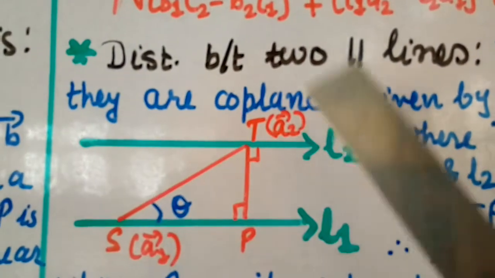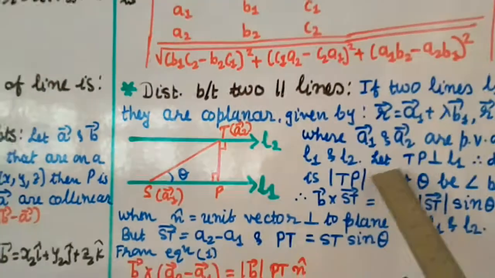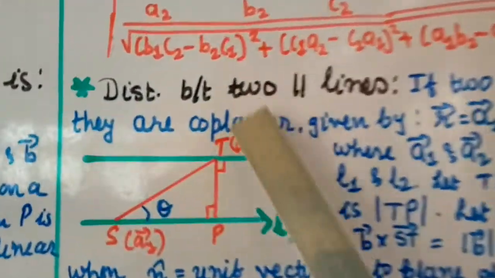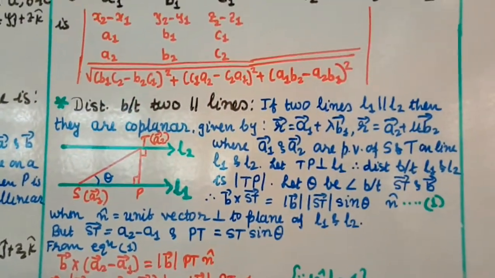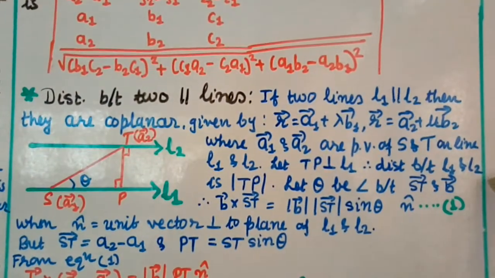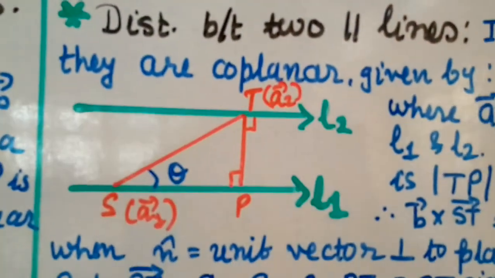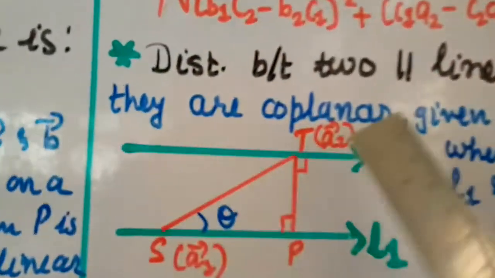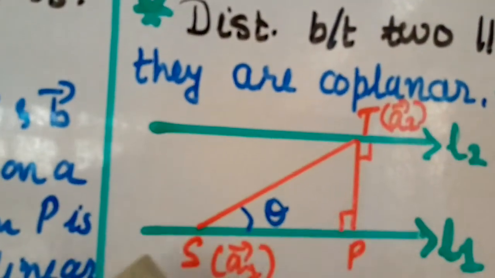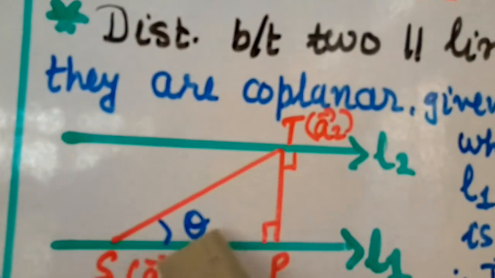Okay, and I am drawing a perpendicular from the line L2 to L1. Let TP be perpendicular to L1. As I said, I am drawing a perpendicular from L2 to L1. Therefore the distance between L1 and L2 is the magnitude of TP. So this distance will be the shortest distance. Let theta be the angle between ST and vector B. Here the angle between ST and the vector B will be this angle theta.